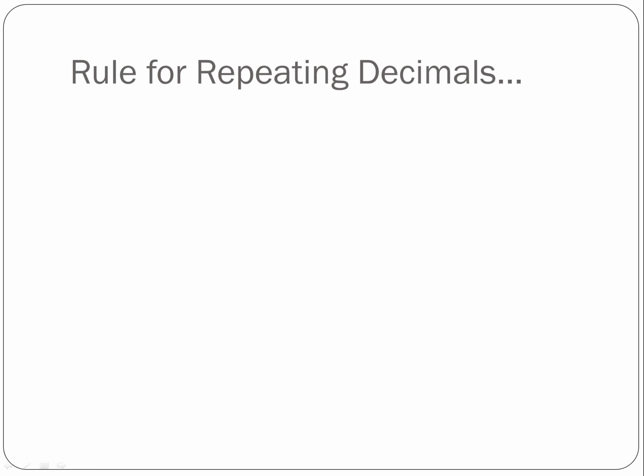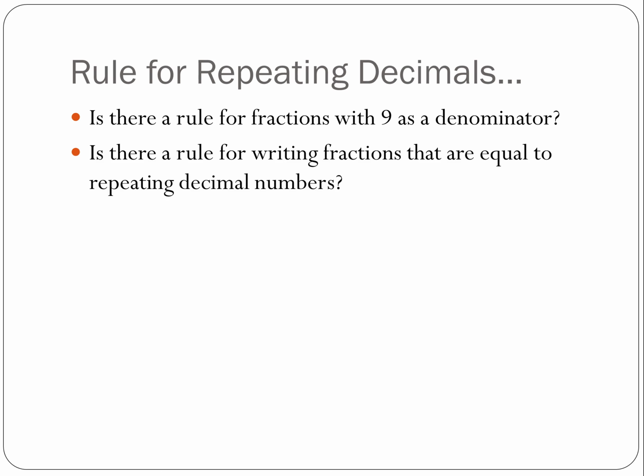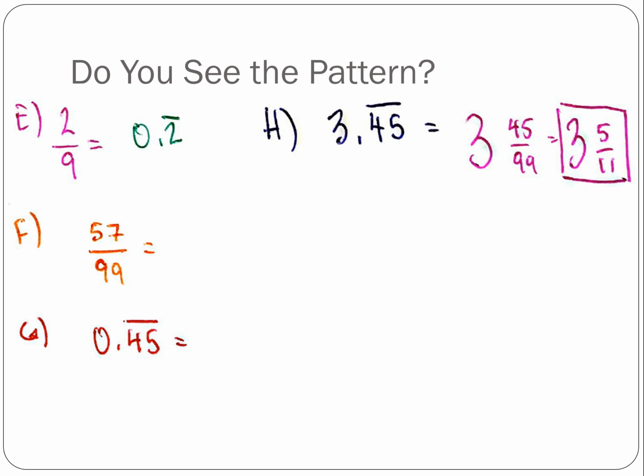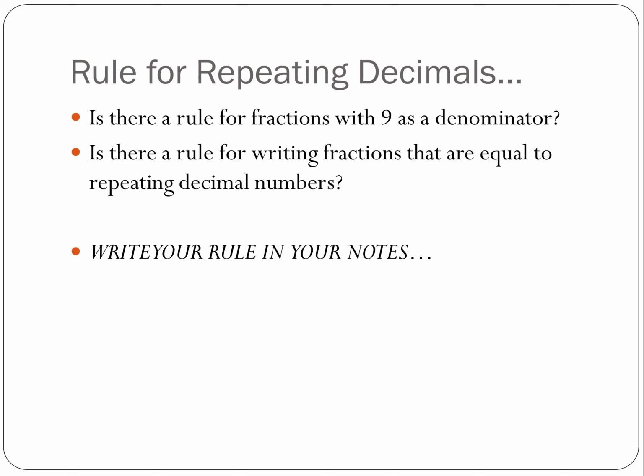A rule for repeating decimals. Is there a rule for fractions with 9 as a denominator? You should write that in your notes. Go ahead and see the other examples that we did before if you're having trouble with that. Is there a rule for writing fractions that are equal to repeating decimal numbers? Kind of like what I had here in G. Is there a rule? What does it look like? Okay, write that rule in your notes. I am not writing it on this video, and I'm not writing it on the board probably. We might discuss it in class.